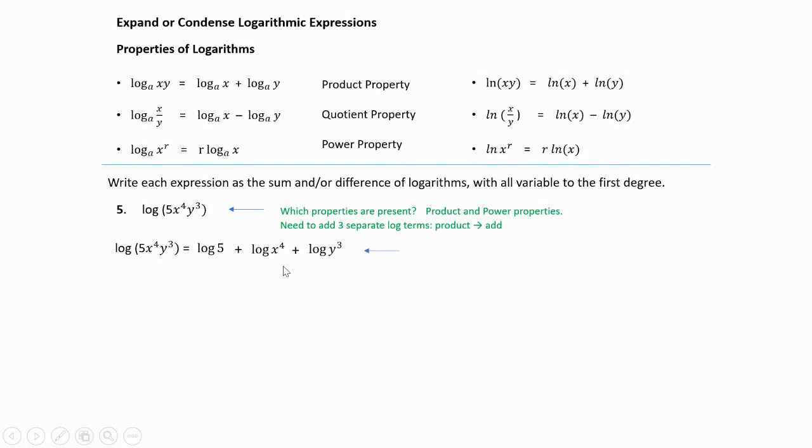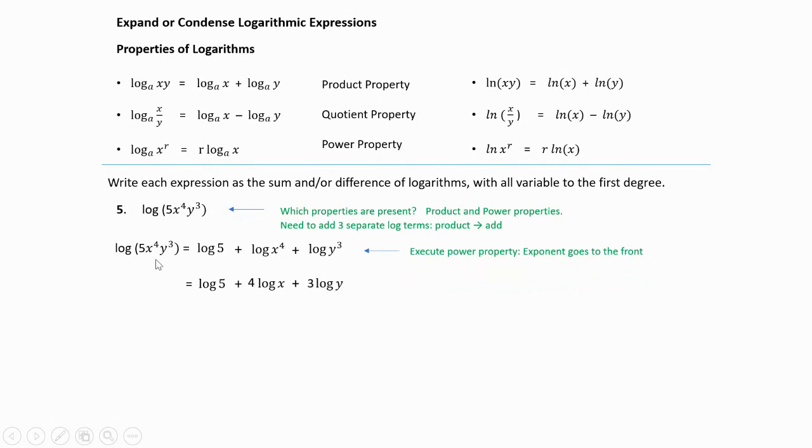Okay, now here we have to apply the power property. X to the 4th, power property, right? The exponent must go to the front. So the exponent goes to the front. The exponent for the log of y goes to the front.